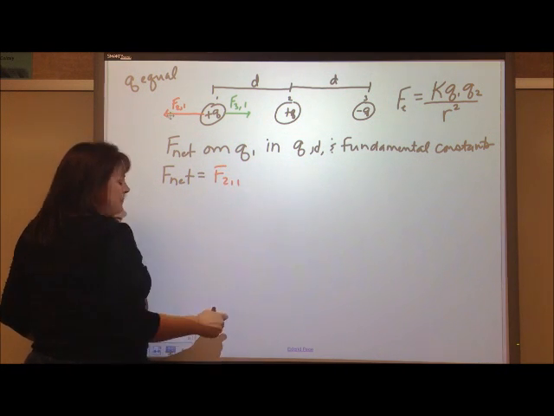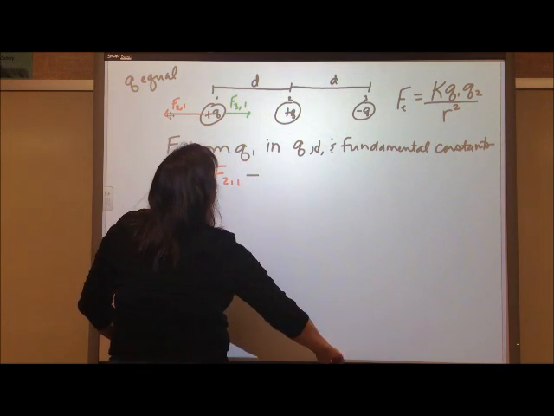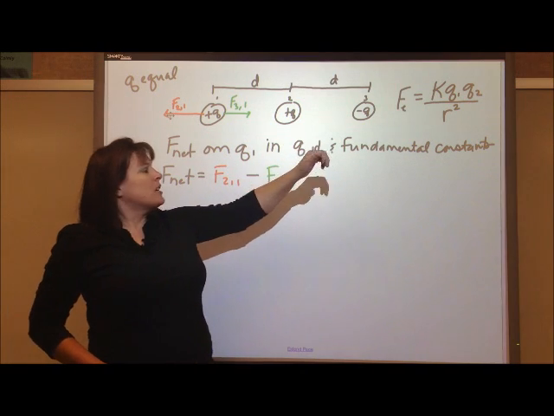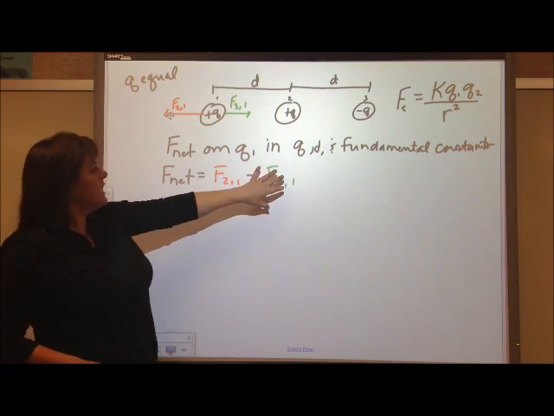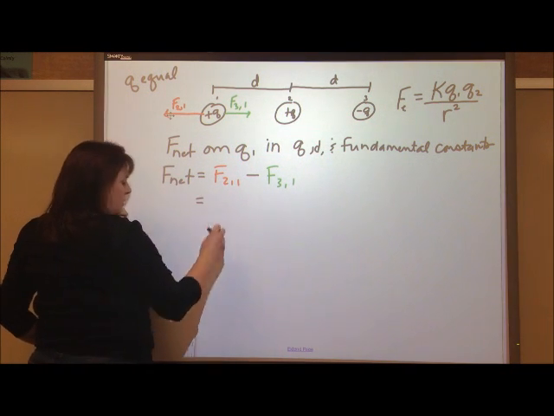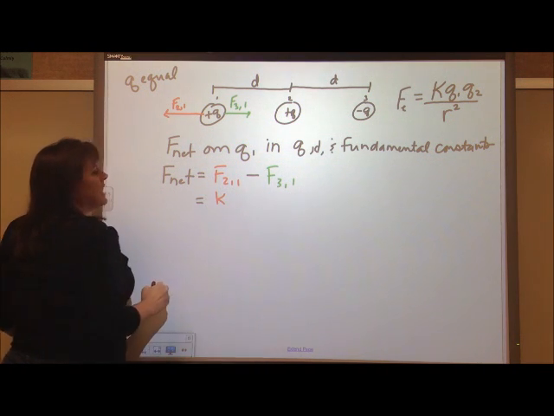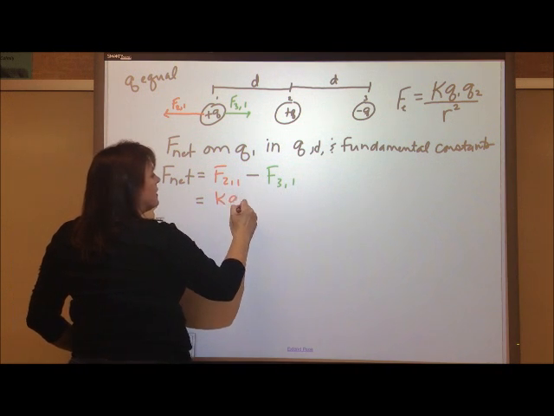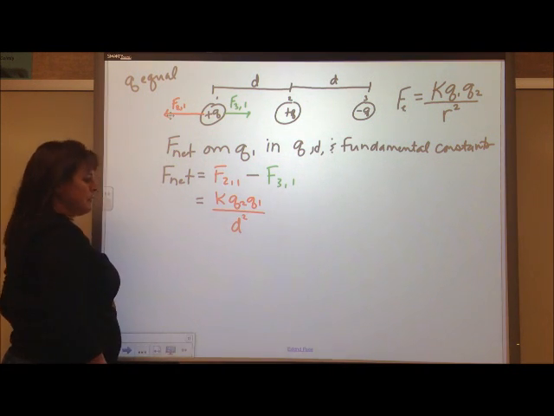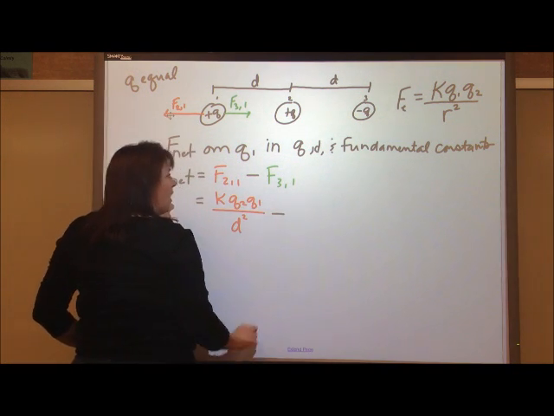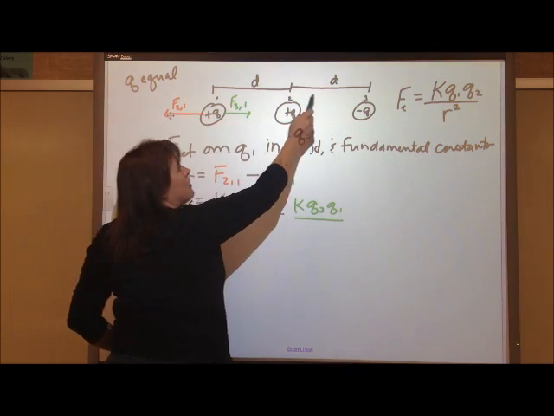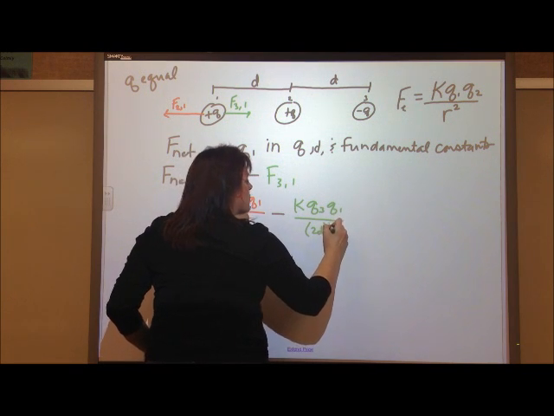So F2 on 1 minus F3 on 1. Now, in my answers, I can only have Q, d, and fundamental constants. So what I need to start doing is plugging in what these forces are. Now, if electric force is KQQ over R squared, when I go here to solve and plug in for force of 2 on 1, of course, I have K, Coulomb's constant, times Q1 times Q2. And that's all over the distance between them squared, which is d squared. And from that, I'm going to subtract the other force, 3 on 1, which is K Q3 Q1. And this distance isn't d squared, right? It's 2d squared, that whole quantity squared, not just the d.